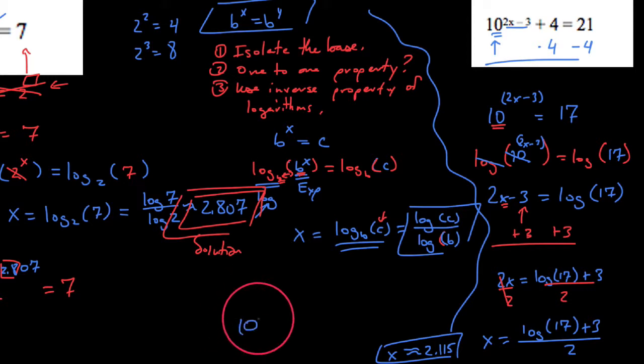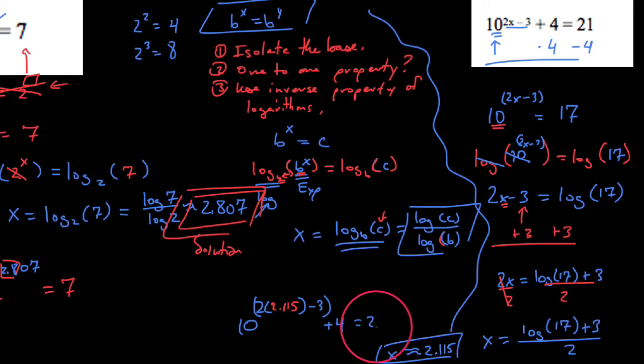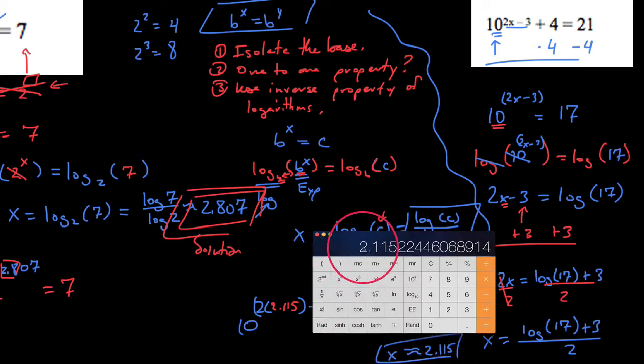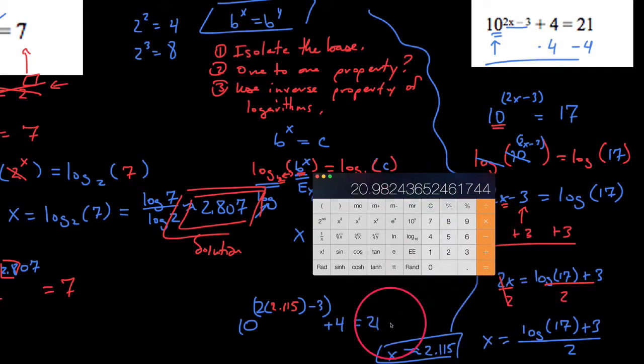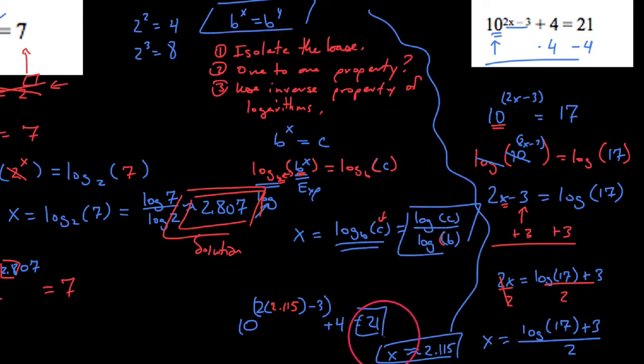So if I say 10 to the 2 times 2.115 minus 3 power, all of that, plus 4, do I get 21? The nice thing about checking this is you see that you're just undoing everything we just did. So if I divided by 2 earlier, I take 2.115, I'll even round it, times 2, subtract off 3, so there's our 1.2-ish, 3-ish back. We're going to take 10 to the power of this, and I added 4 onto that. And I get about 20.982, which is about 21, which is the output we were seeking here.